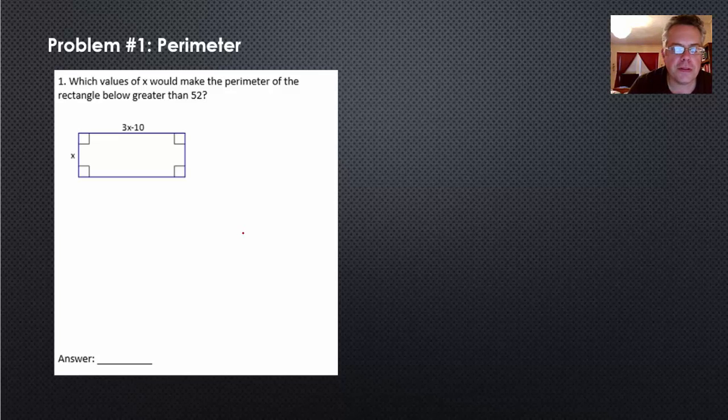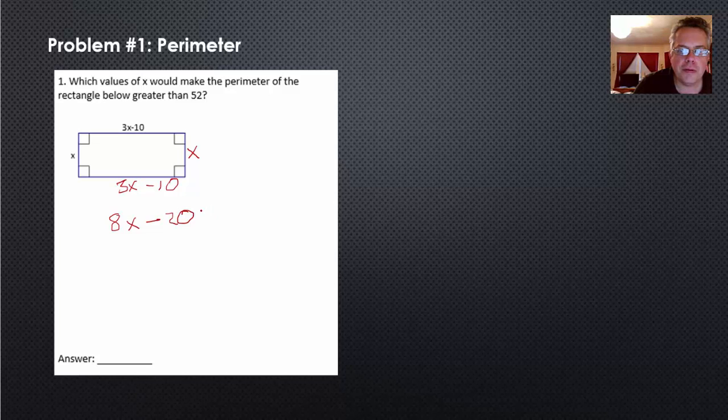So the first step is to find an expression for the perimeter. Remember, this is a rectangle, so opposite sides are equal. And to find the perimeter, we add up all the x terms. So we have x, 3x, another x, and another 3x. Altogether, that adds up to 8x. Then we have the numbers. We have a negative 10 plus another negative 10, which is minus 20. That's an expression for the perimeter.